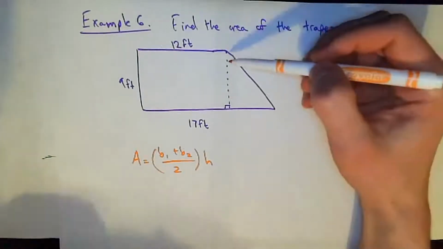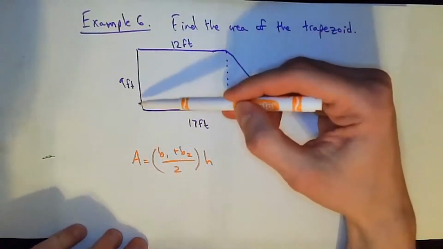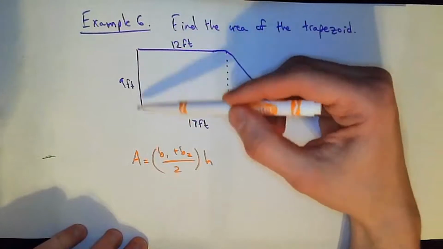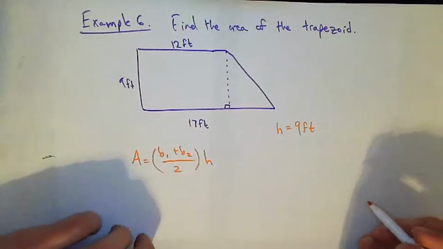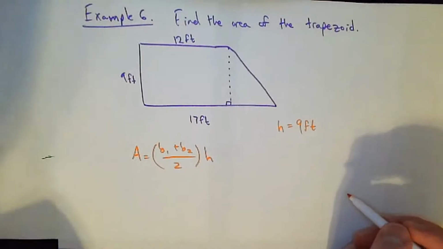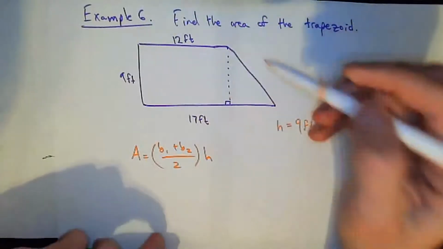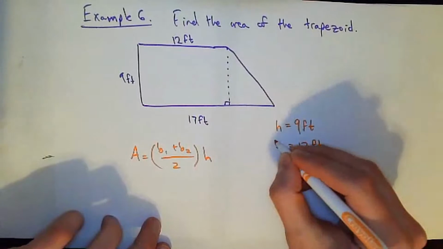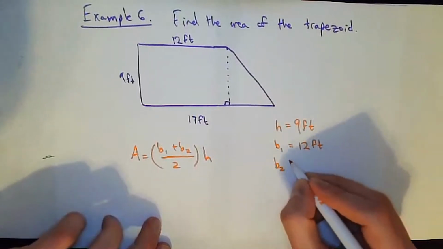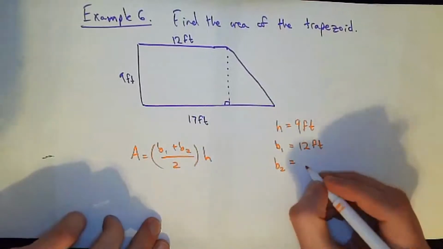All right, I see a dashed line here, but no measurement on it. But that's okay because I know my height from over here. That's my height. 9 feet is my height. Maybe I can write that down. Base 1, well, it doesn't really matter which one I call 1 or 2. I'll call 12 the base 1. So B sub 1 is 12. B sub 2, so base 2 is 17. That's all the way across here.